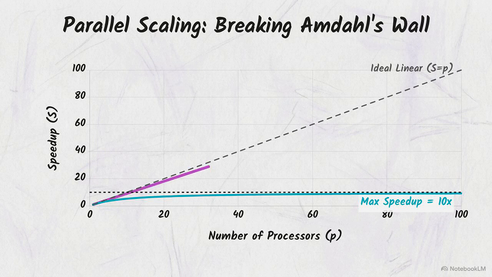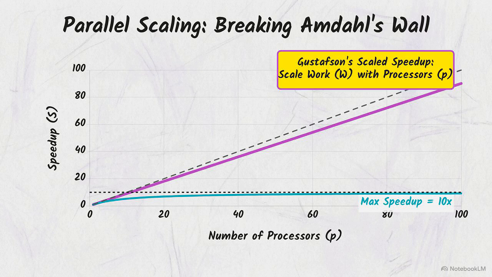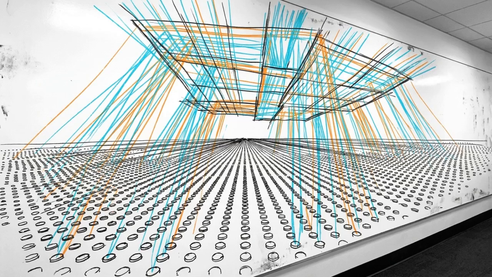Gustafson's law counters this by exposing a flaw in Amdahl's assumption. In practice, engineers scale the problem size W up as processor count grows. The serial work remains constant, but the parallel work expands. Parallel systems allow engineers to utilize massive processor arrays, solving exponentially larger datasets in the same window of time where a single processor would stall.